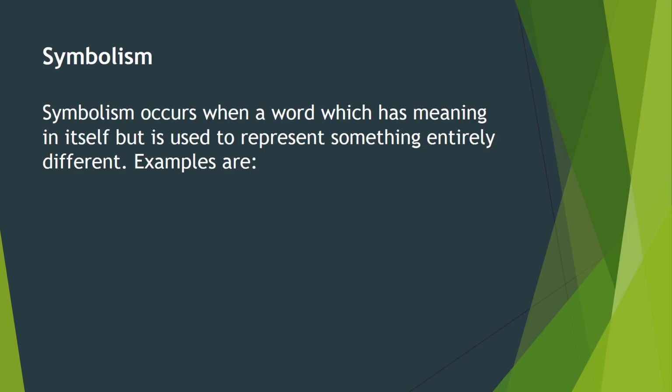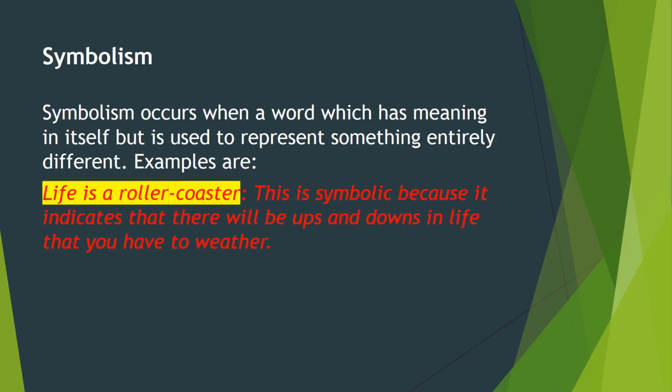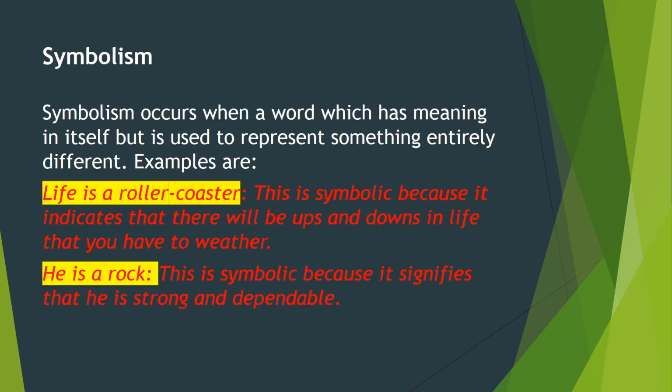Symbolism occurs when a word which has a meaning in itself is used to represent something entirely different. Examples: life is a roller coaster. This is symbolic because it indicates that there will be ups and downs in life that you have to weather. Next, he is a rock. This symbolizes that this person is very strong and dependable. Next, the dove is a symbol of peace.